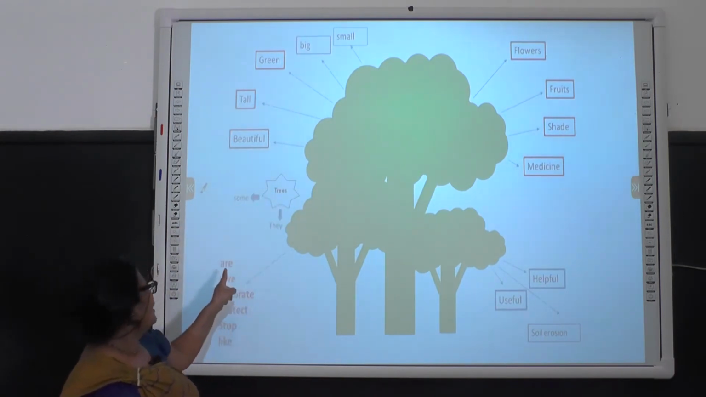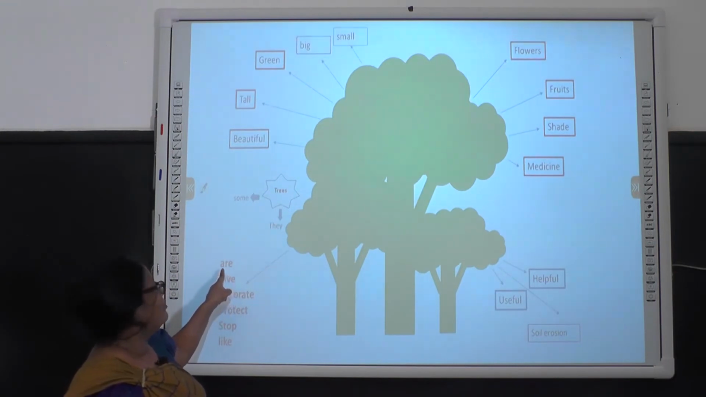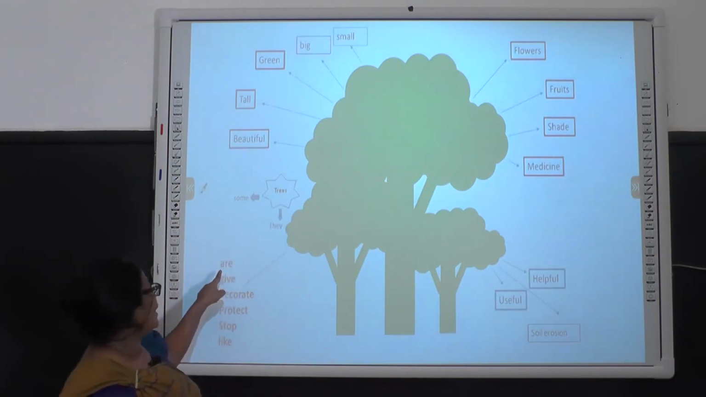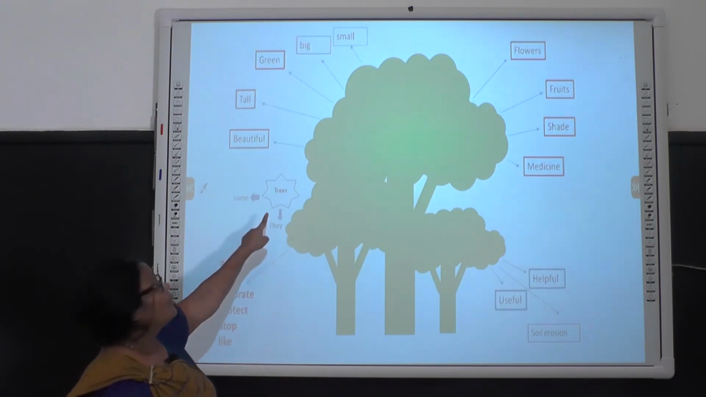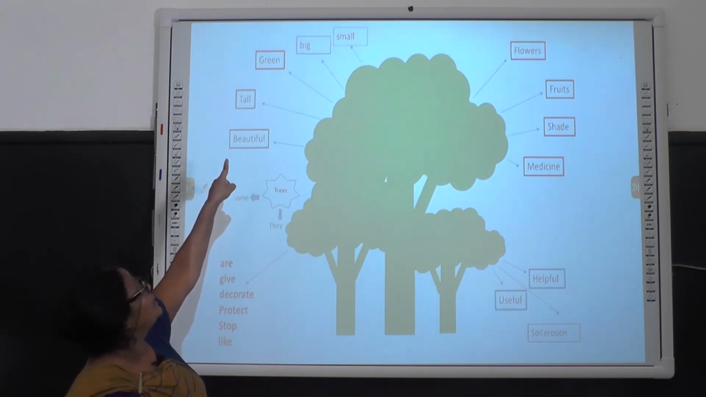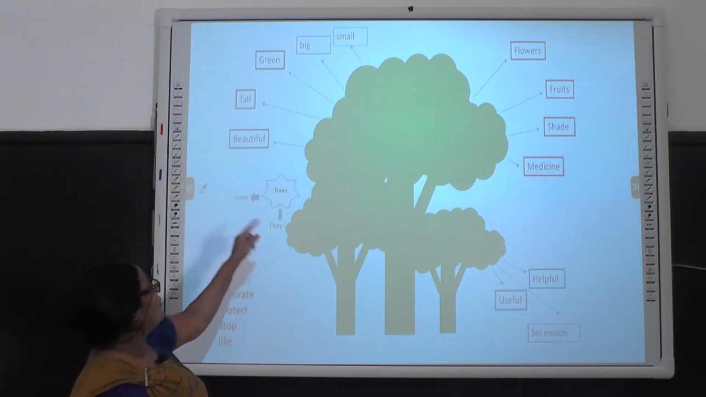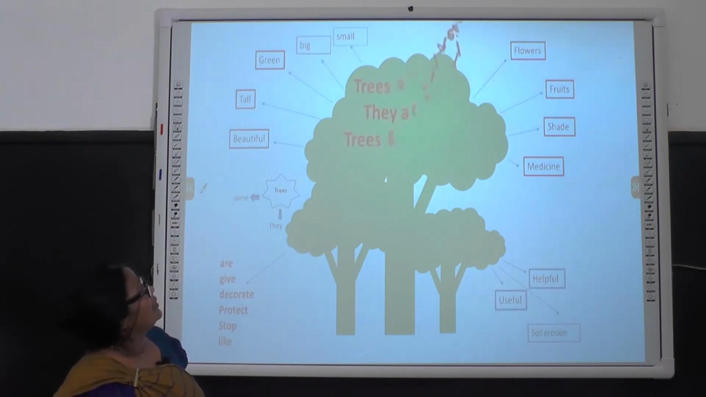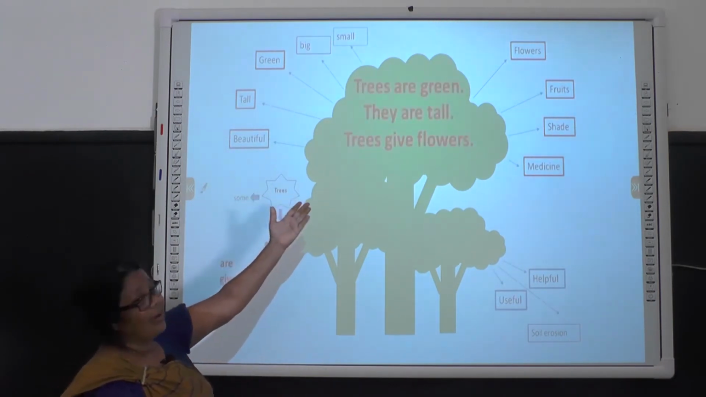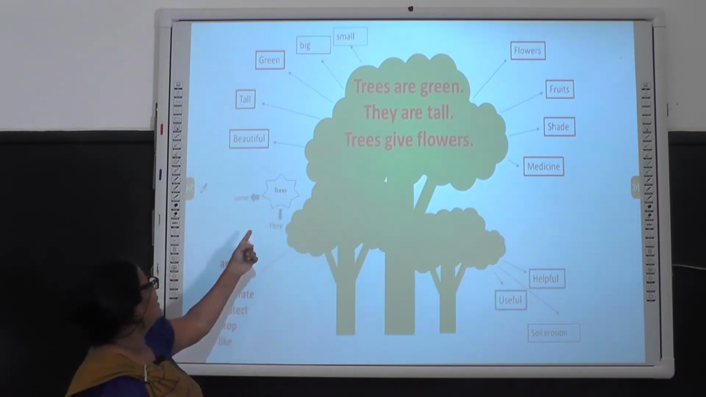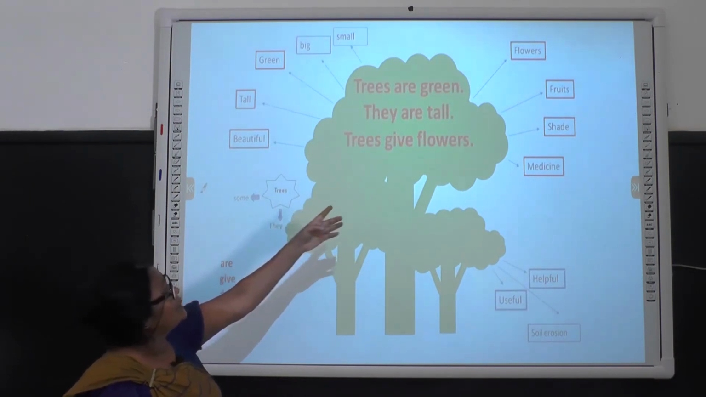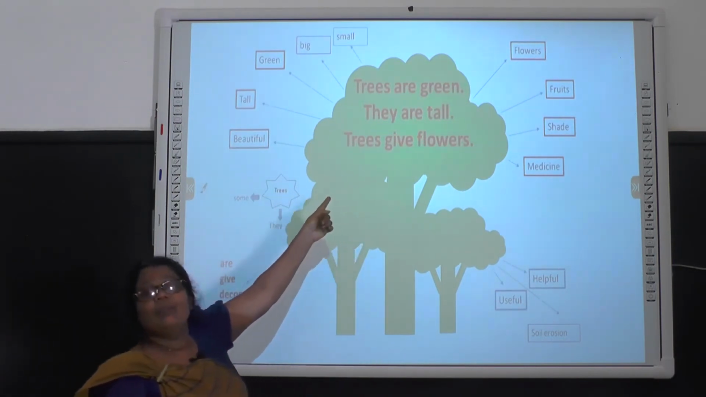Then I move to one of the verbs here. Now I took trees, so I pick up the verb are. So trees are. Trees are, I pick up one of the words there. Right? Trees are green. Right? And there's another one. They are tall. Now instead of trees I have put they in the second sentence. In the third sentence I use the verb give.